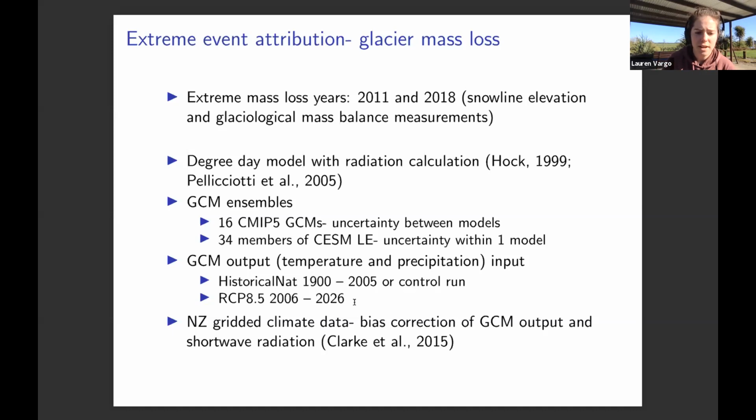And then we also used a New Zealand gridded climate data reanalysis, and that was to do a bias correction for the GCM output and the shortwave radiation, because we know that with these GCMs, I think one grid box in some covers all of New Zealand, so that bias correction was really important.